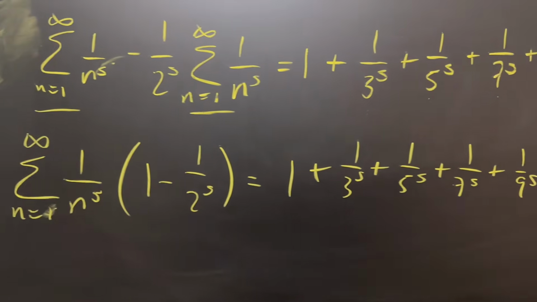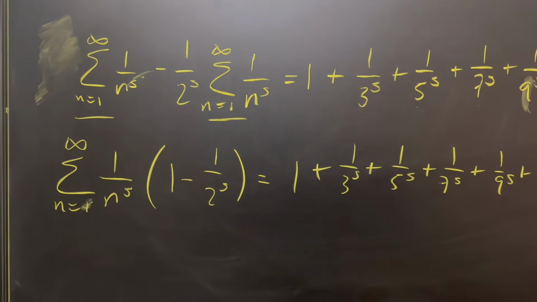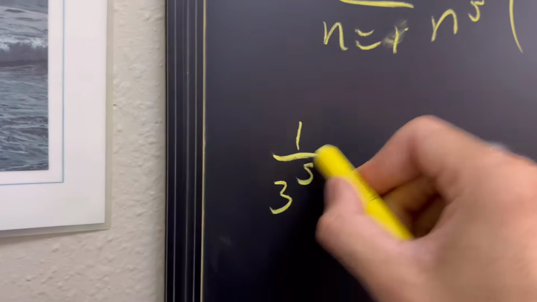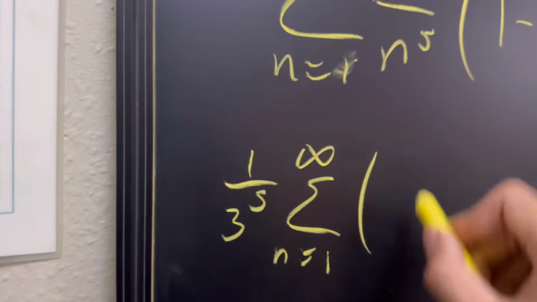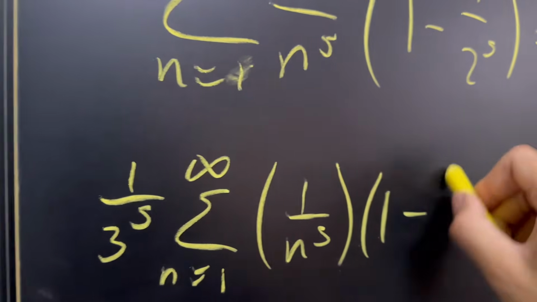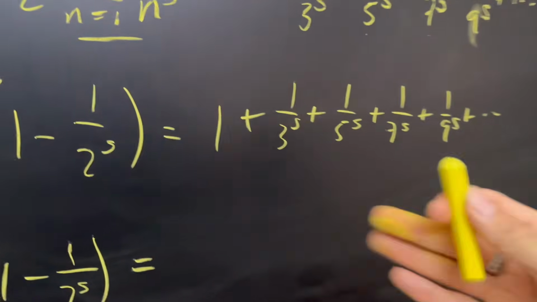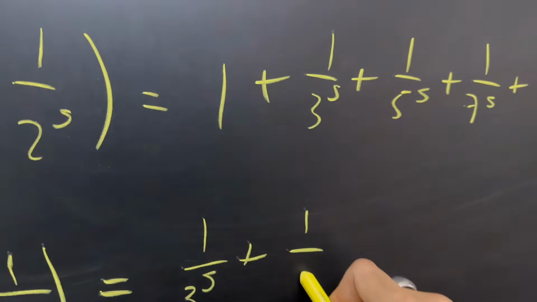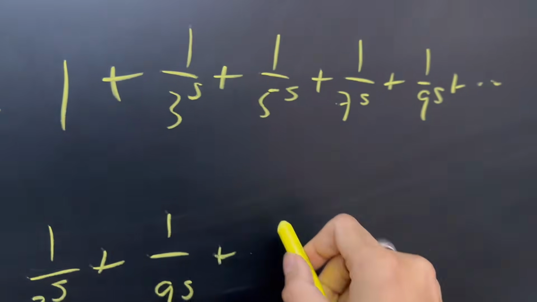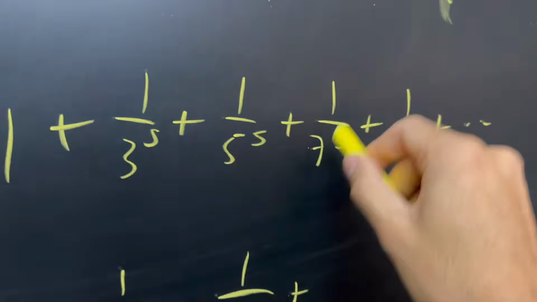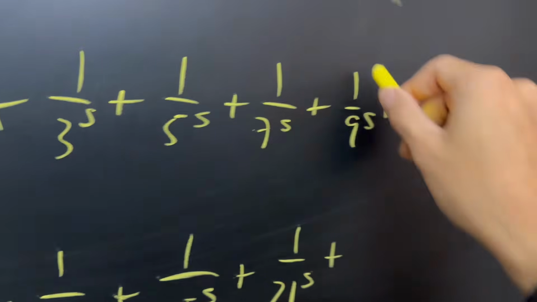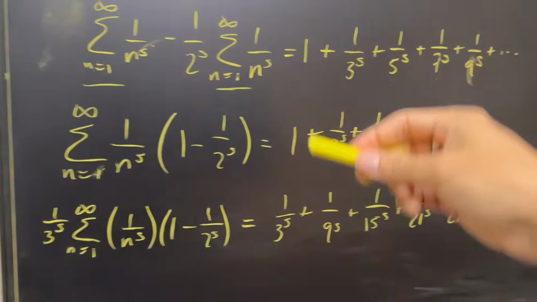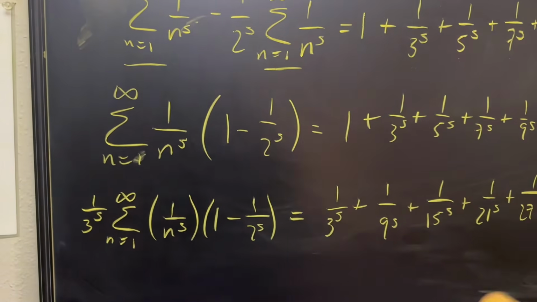Okay, so now let's try a different thing. Let's multiply everything by 1 over 3 to the s, so the next prime number. So I have 1 over 3 to the s times this summation, which is this entire thing, 1 minus 1 over 2 to the s. And then when I do that, I'm going to have 1 over 3 to the s plus this will become 1 over 9 to the s, plus this will become 1 over 15 to the s. This will become 1 over 21 to the s, and then this will become 1 over 27 to the s, and we will continue.